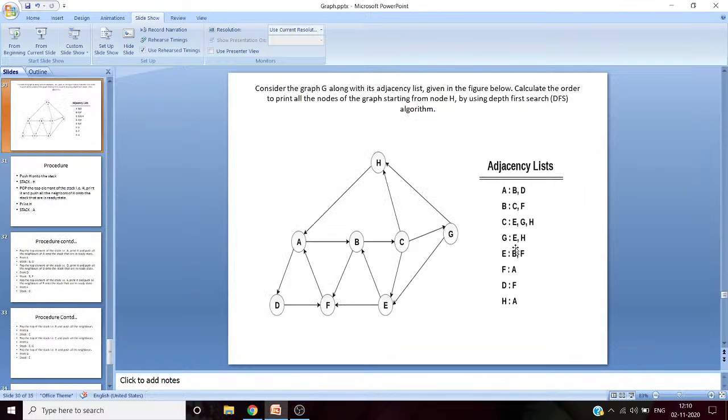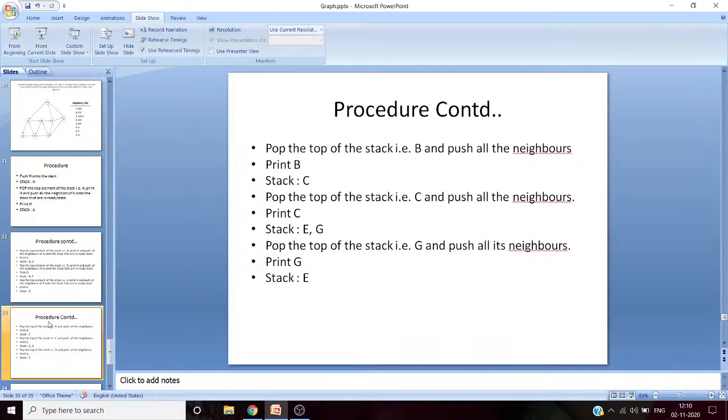What are the neighbors of G? E and H. See, E is already in the stack and H has already been printed. So, we need not worry about any further neighbors. That's why G will be printed.